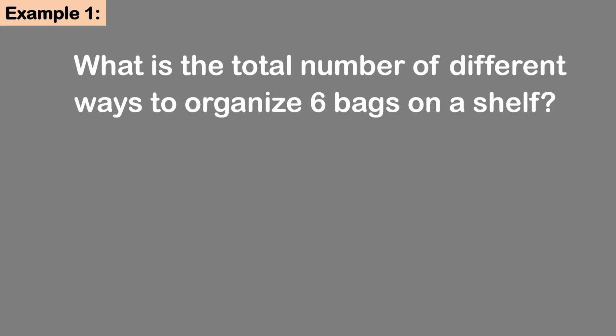Example 1. What is the total number of different ways to organize 6 bags on a shelf? There is no restriction in this problem. We just need to arrange the 6 bags on a shelf. There are 6 positions for the 6 bags. For the first position, there are 6 choices. Second position, there are 5 remaining choices.